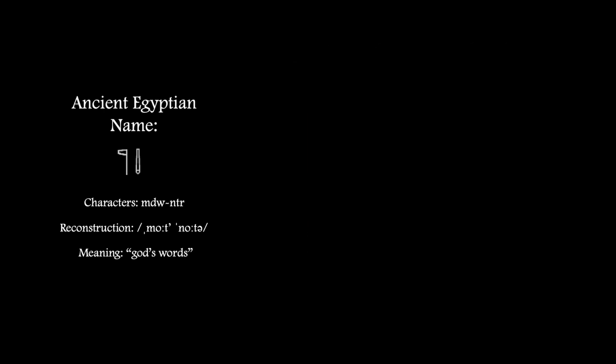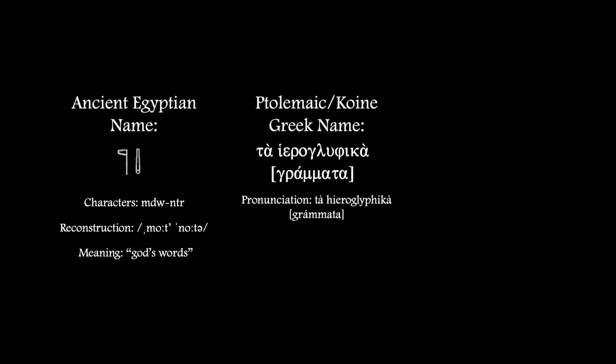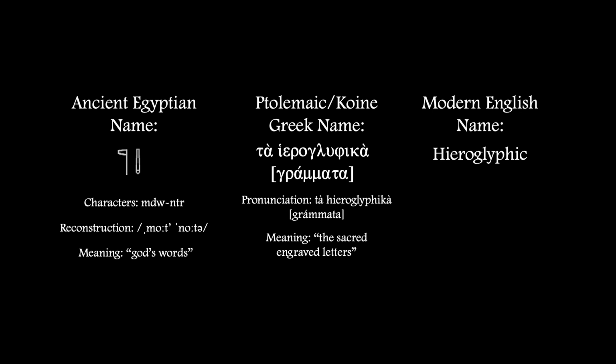The native Egyptian name for the script means God's words. During the Ptolemaic period, the script would be called hieroglyphikos in Greek, which can be interpreted as the sacred writing. This was most likely a direct translation of the Egyptian name into Greek. It's from this name that we derive the English term hieroglyphic.